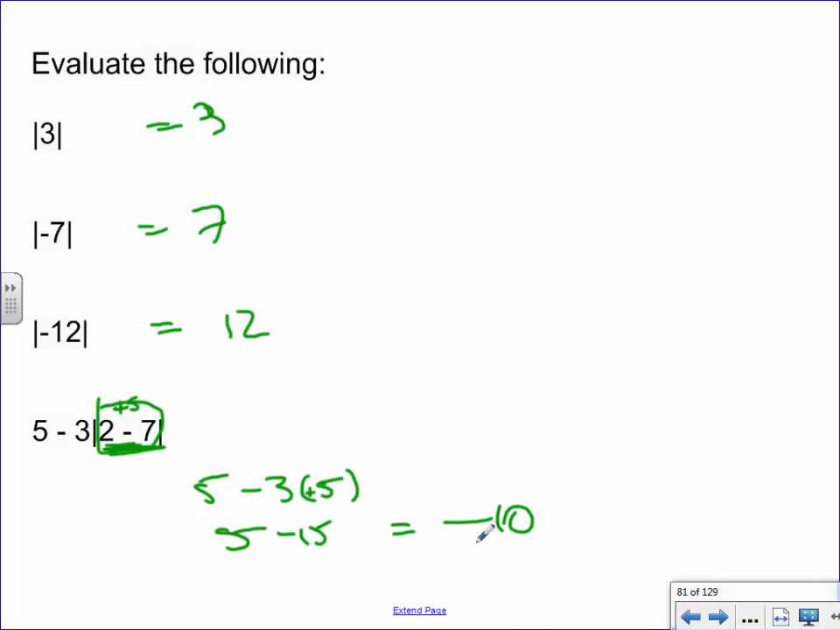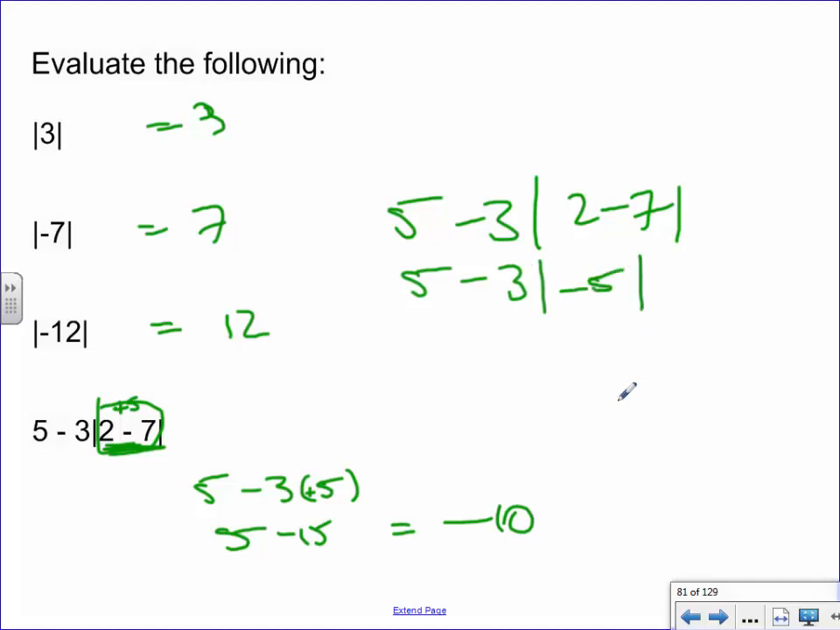So I know the final answer is negative, but that's okay, so long as just this portion was turned into a positive. Should I show that one more time? 5 minus 3, absolute value of 2 minus 7. 2 minus 7 is negative 5. But the way an absolute value works is if it's negative, just make it positive. So I know this was negative 5. As a way of removing these big brackets, just change the negative to positive. This will now be 15, and there's your minus 10. Does that make sense?